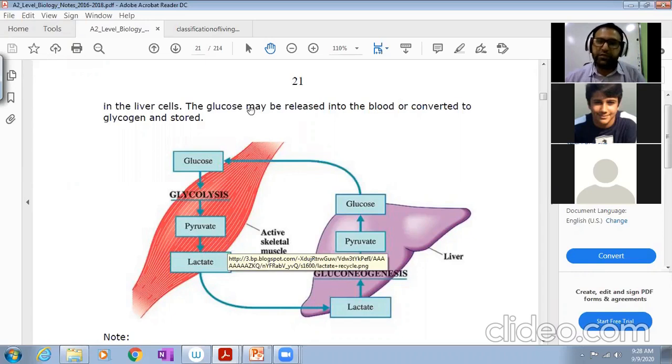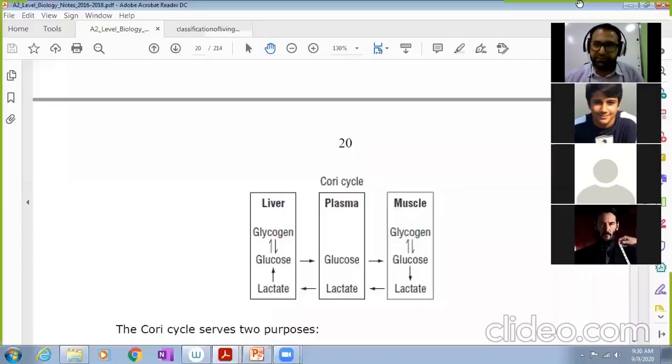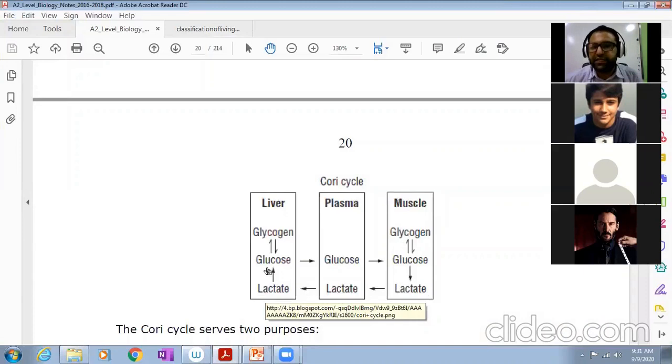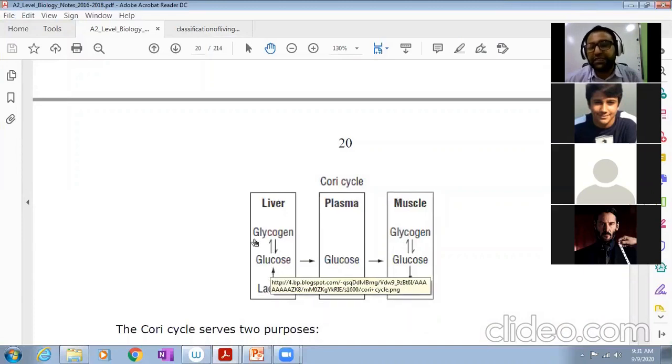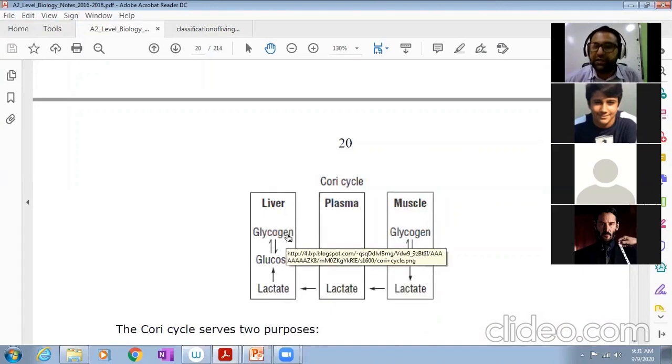Is it clear up to here? Hope this is clear up to here. If you have any question regarding this topic, you can ask. Okay, one thing we should also be clear about: lactate is converted into glucose, so that glucose can also be stored in the form of glycogen, right? Glycogen is the stored form of what? Glucose. So it can convert into glycogen in your liver.